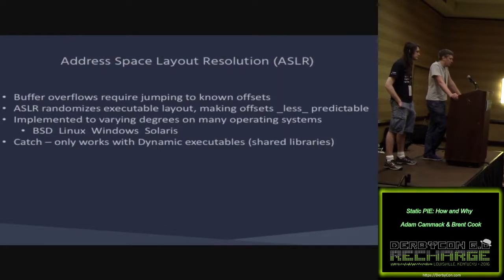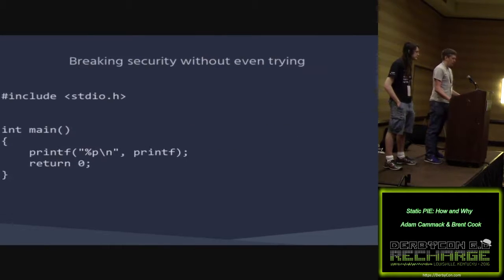One catch, though, is that traditionally ASLR only works with dynamic executables. So what's a dynamic executable versus a static executable? Well, I'll show you an example here. So here's a simple program that basically prints where printf is. And so what it should show is basically the address of the offset where in libc printf is.